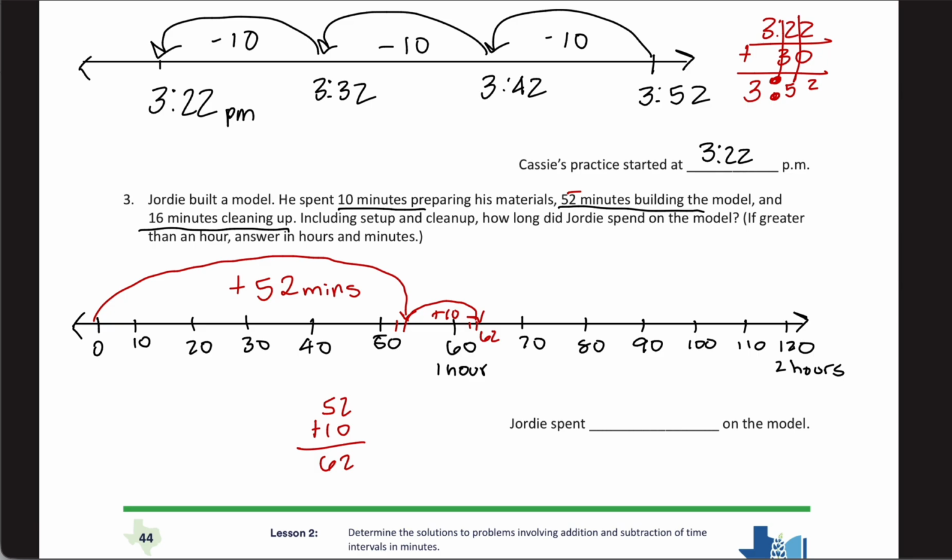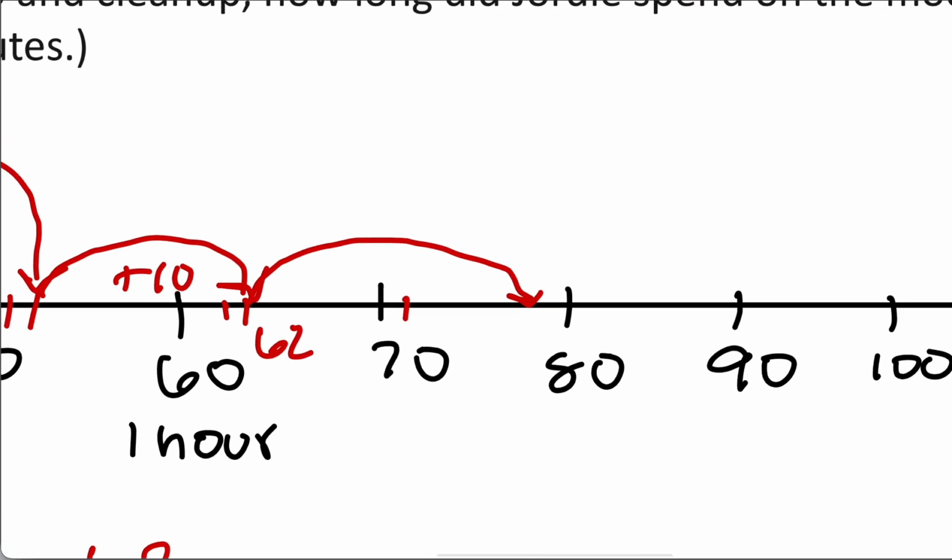Now we've got to go 62 plus the 16 minutes cleaning up. So now I'm going to do 62 plus 16. And I know that 2 plus 6 is 8. 6 plus 1 makes 7. Okay, so now I'm going to go all the way to 78, which is about right here. I'll zoom in so you can see. 1, 2, 3, 4, 5, 6, 7, 8.